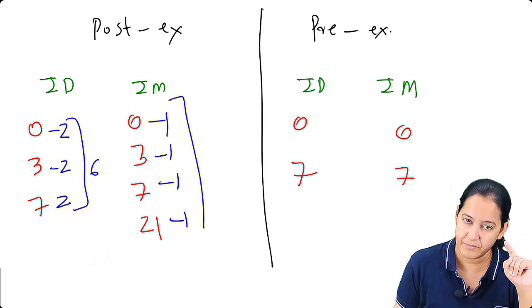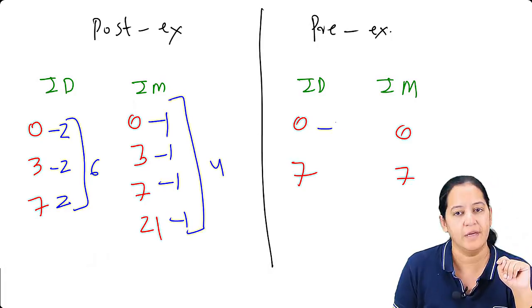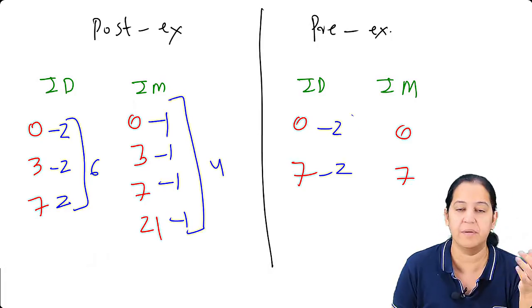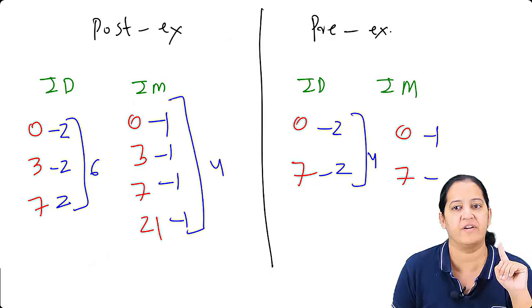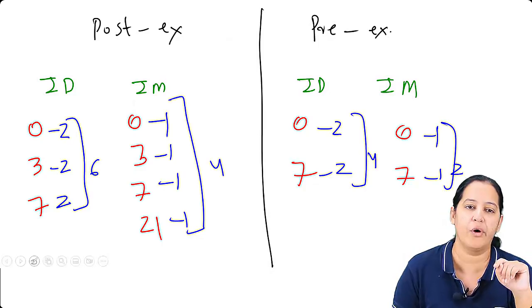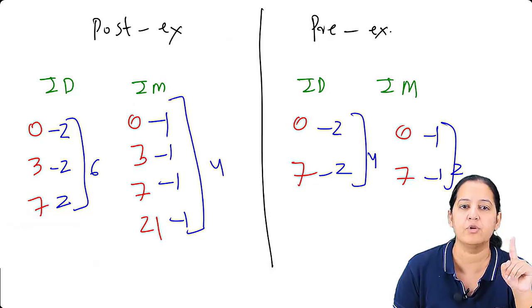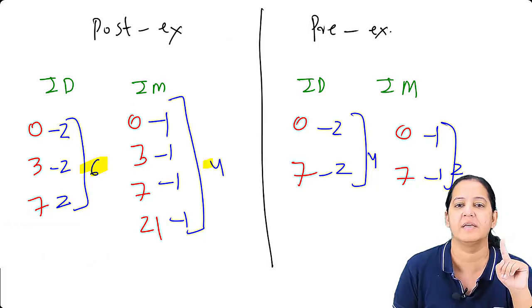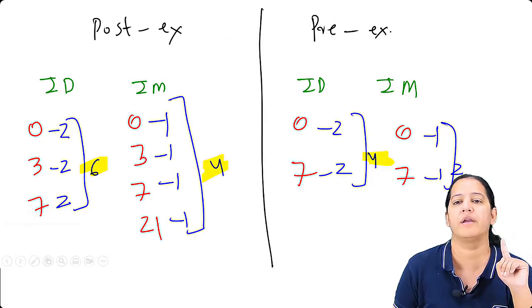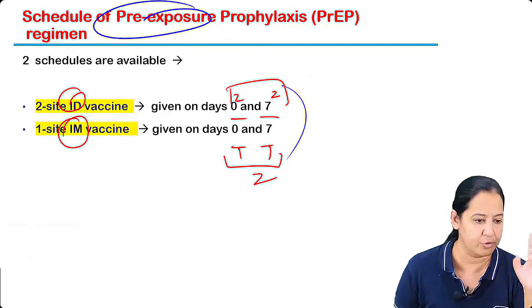So you can have 4 at a time. Here also 2 at a time because it is intradermal, so total 4, and 1 at a time, so total 2. How many of you got it? So learn the total injections. Here it's 6, here it's 4, here it's 4, here it's 2.